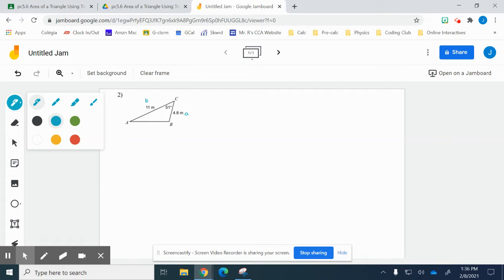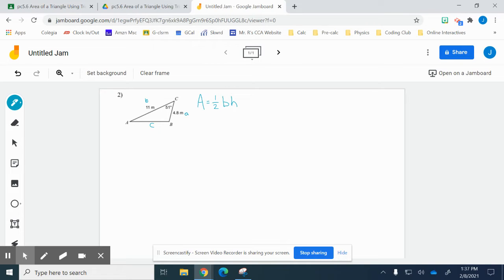And then this is going to be the C side, right? And we're supposed to find the area of this triangle. So we have an angle and 2 sides. So the question is, first of all, what's the formula for the area of a triangle? The area of a triangle is 1/2 times the base times the height, right?